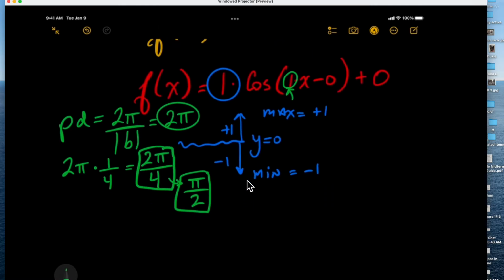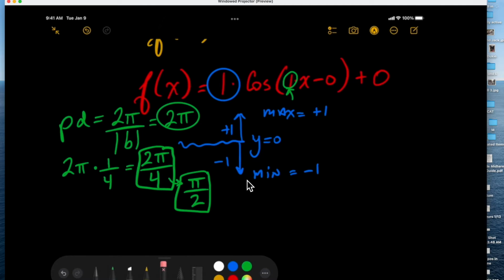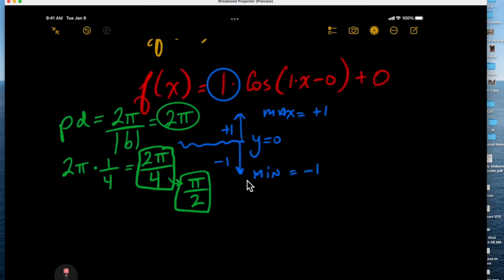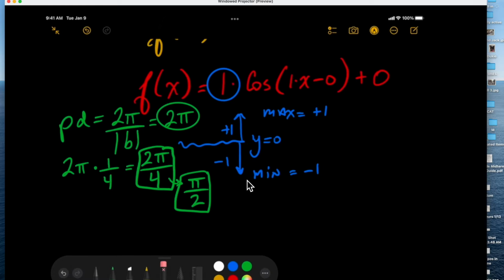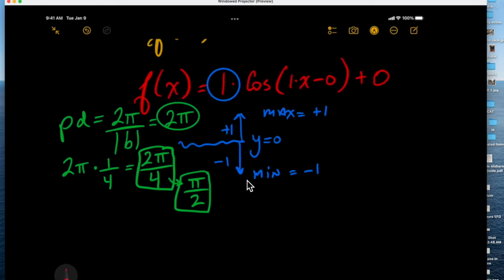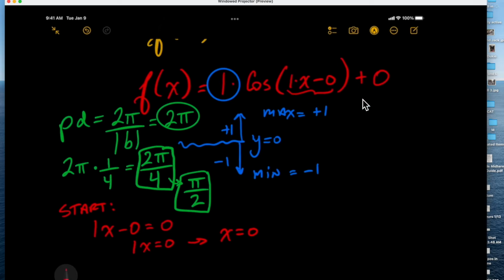To find the starting point of the graph, I take what's in the parentheses and I set that equal to the normal starting point of the graph. So normally, the cosine function starts at 0. So I take what's in the parentheses, in this case 1x minus 0, and I set that to the normal starting point, and we solve for x. So here we're going to get 1x equals 0 and x equals 0. So no change in the starting point, and that's not surprising given the fact that we are graphing indeed the parent function. At this point, I find the end of our graph.